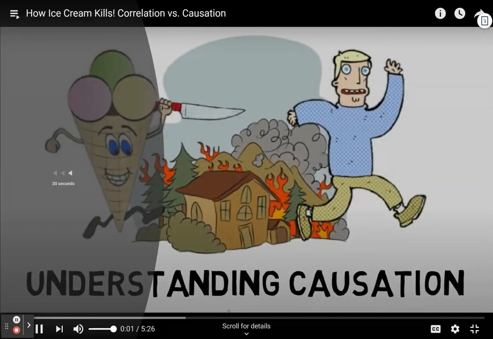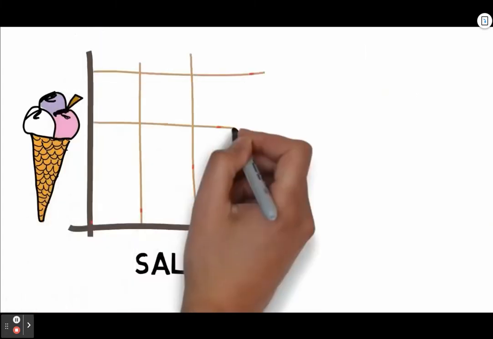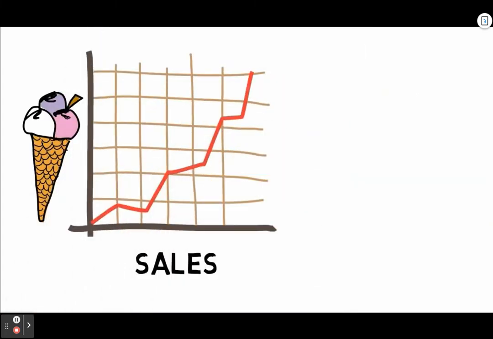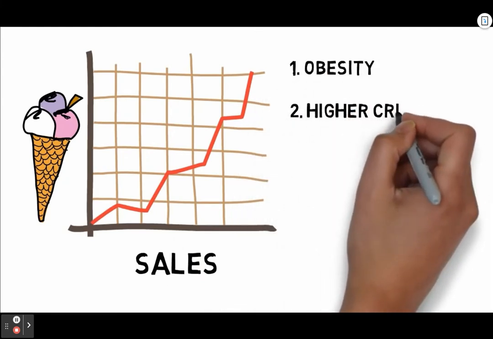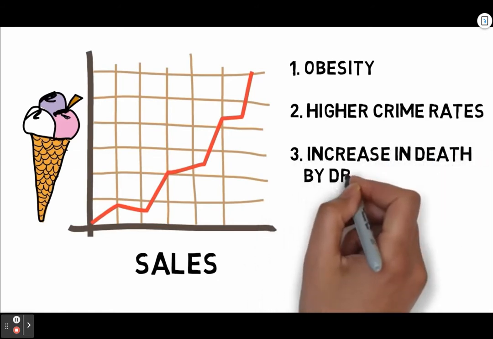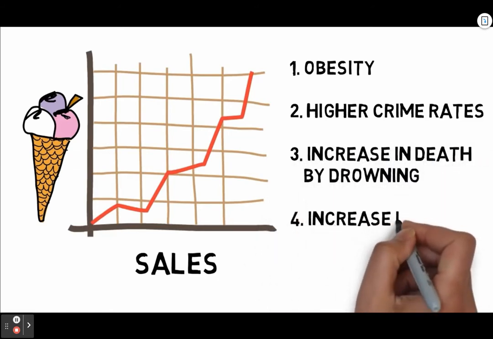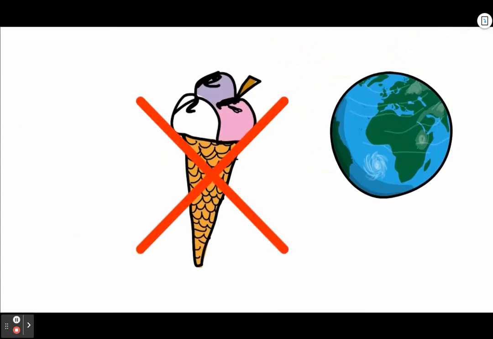Like most people, I enjoy a tasty scoop of ice cream, especially Oreo blizzards. But what few people realize is how dangerous a treat ice cream has become. First, there's the issue of obesity. Second, there are higher crime rates. Third, there's the loss of life due to a rise in the number of drowning deaths. And finally, as more ice cream is sold, there's an increase in forest fires. Given these indisputable facts, I need you to support my vision of an ice cream-free world.